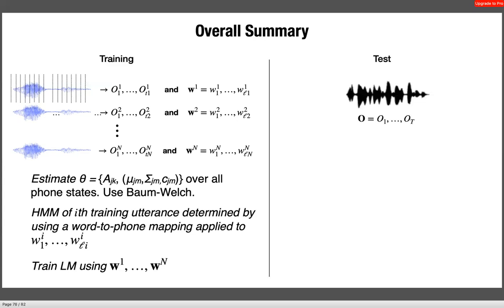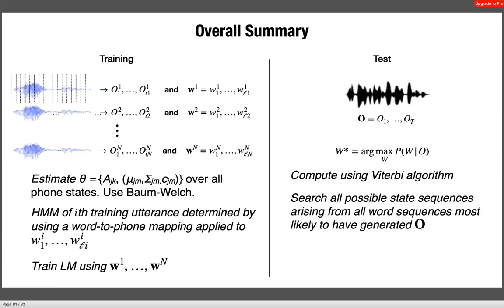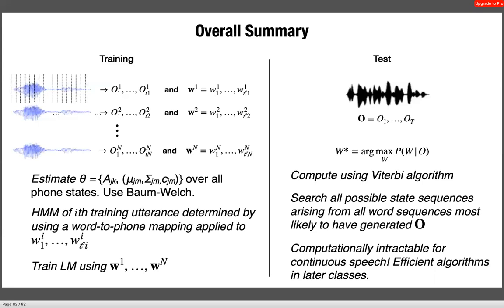And now during test time, you have a new observation sequence, and you want to find the W which maximizes this conditional probability. Now this you're going to compute using the Viterbi algorithm. You want to search through all possible state sequences which arise from some word sequences, which are most likely to have generated O. Right? So given O, what is the most likely state sequence that I could have traversed? That is exactly what the Viterbi algorithm gives me. But this turns out to be computationally intractable to do in an exact manner. So doing Viterbi exactly turns out to be computationally intractable.